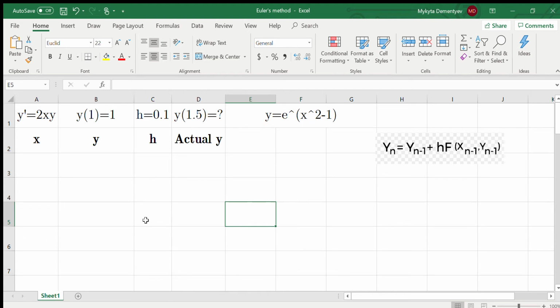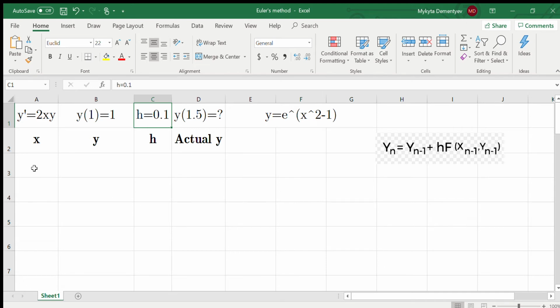Today we're going to be discussing how to do Euler's method approximation in Excel. So we have an exercise saying that we have a first order differential equation y prime equal to 2 times x times y. We're given our initial condition to be y at x equals 1 to be equal to 1. We also have our step h to be 0.1. And our question is, try to approximate the value of y at x equal to 1.5.